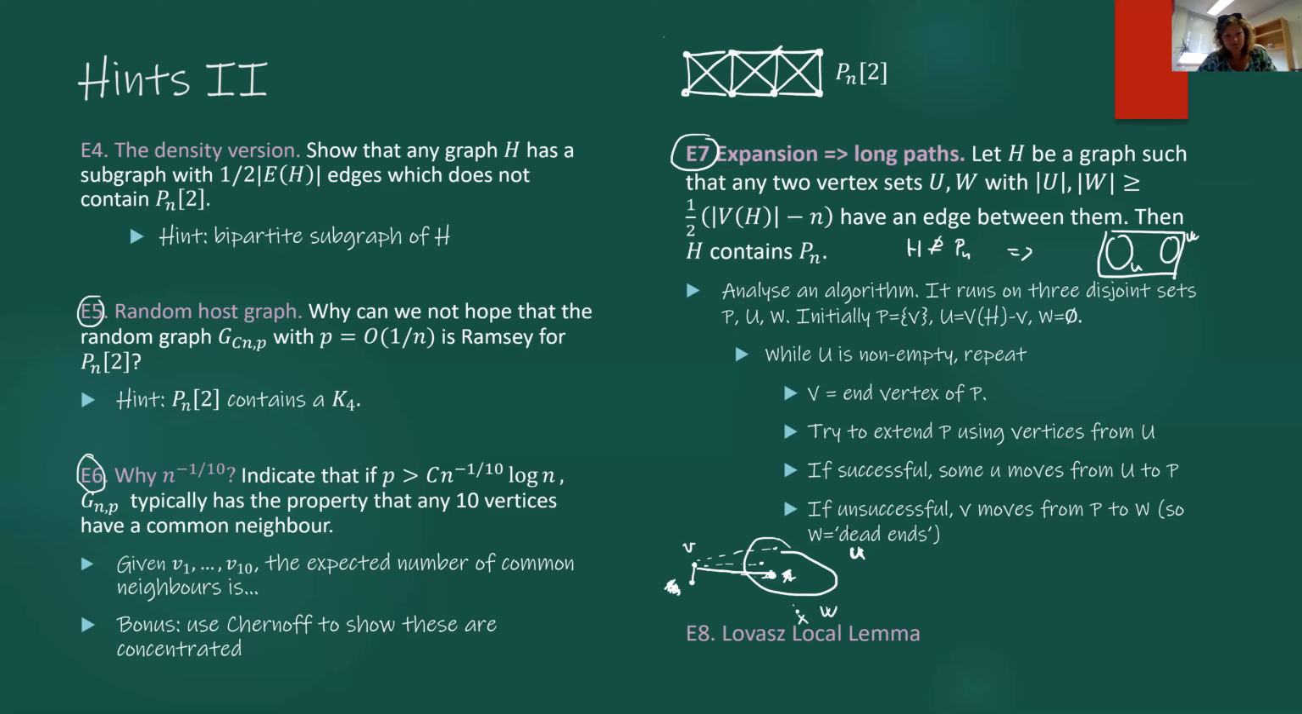So I'll draw this once again. So at every point of the algorithm, we have this path P. We have a set U, which is the set of vertices that we haven't explored yet, the set of vertices to explore. And we have a set W, which is kind of the set of dead ends. And the important thing is, once we are unsuccessful, so let's say this is a vertex V and we are unsuccessful, then this vertex V moves from P to W.